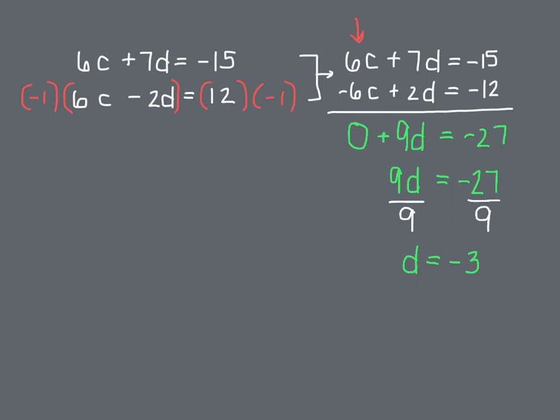So d in my solution must be negative 3. When your variables are other than x and y, when you're writing your point, you should always put them in alphabetical order. So my point should be c, d, which means that my solution will have a second coordinate of negative 3.